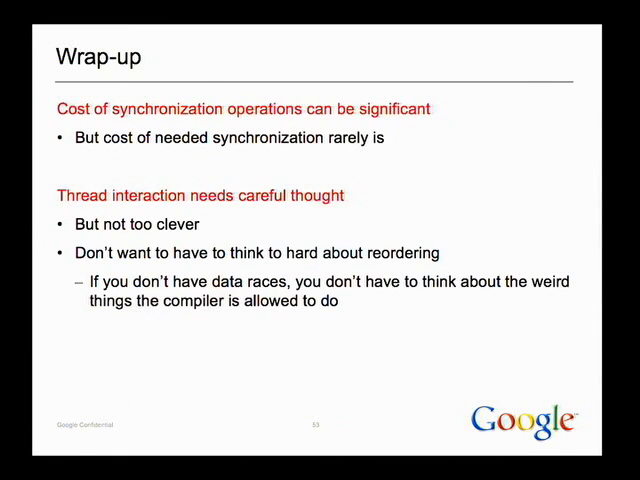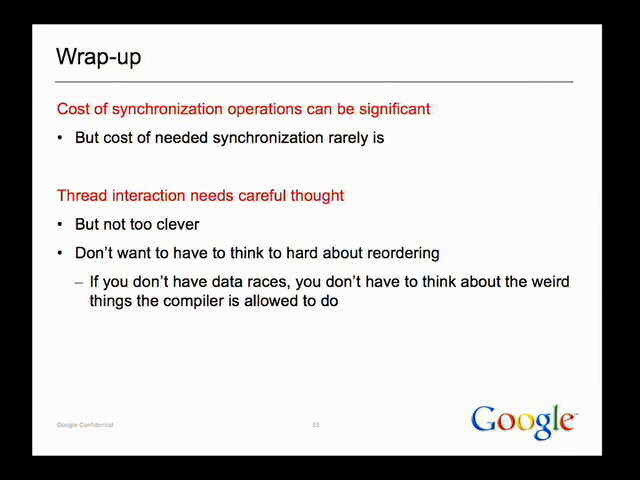And just a couple of slides to wrap up. The cost of synchronization operations can be significant, but usually what you need to get it right is not all that significant. Again, something like the volatile field where the read is free. Thread interaction needs careful thought. You need to make sure that your threads are interacting correctly, but you don't want to be too clever about it because then you're going to kick yourself. And you definitely don't want to have to think about these reordering guarantees, these reordering problems, that I've been talking about the whole time.